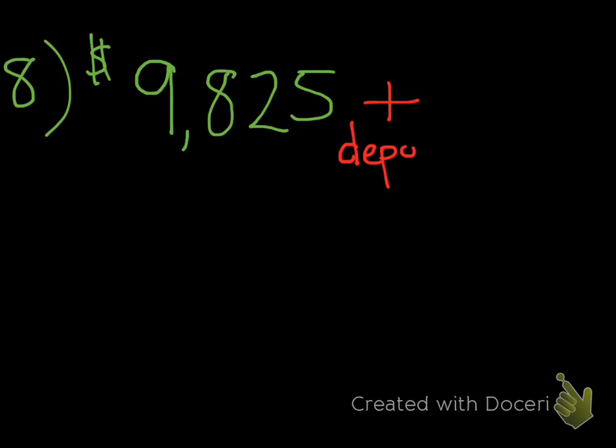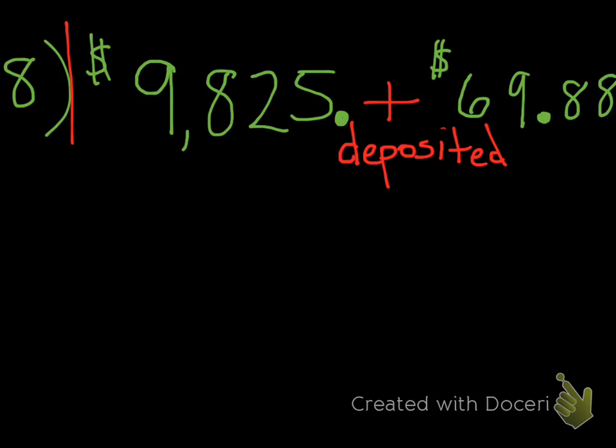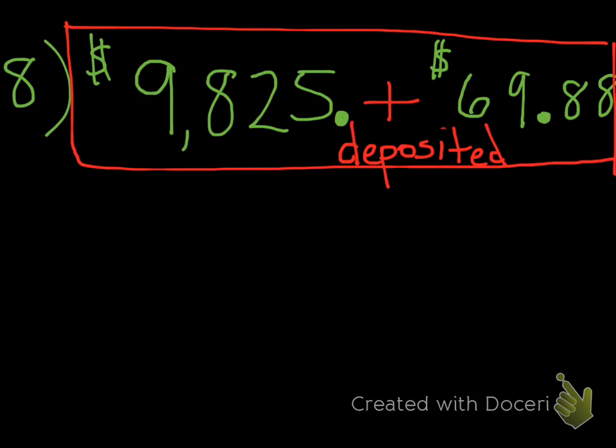Now, number 8, I read, and I actually did this problem wrong. So I'm going to have to go back later and edit it. So actually I'll do it right now. What the problem says is you deposited $69.88. So I wrote this wrong. So I'm going to go ahead and rewrite it right now. And I'm going to rewrite it as an equation.